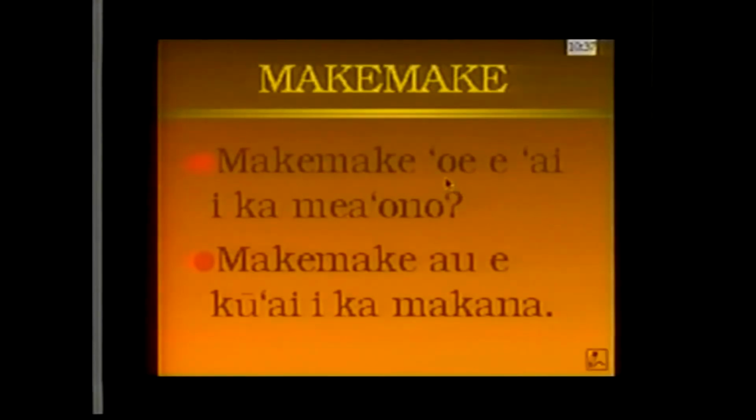So you remember, we can change over here, oi, we can change ai to whatever you want. This is the basic pattern. Make make, whoever, e, to do whatever, ika, to whatever. Okay, so that's easy. Here we have another one similar to that. Make make au e ku ai ika makana. Remember when Kunane walks into the store, he tells the saleswoman when she asks him how she can help, make make au e ku ai ka makana. Ku ai, anybody remember what that means? To buy. Okay? Makana, gift.